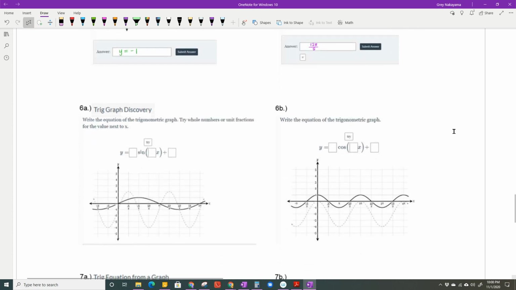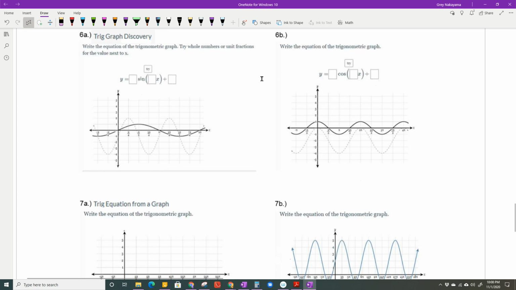Okay, last 2 problems. These are the same, but this is what you call a discovery. And the nice thing about the discovery, y'all, when you see it, this is like the parent function of the graph, and the dotted one is what you're trying to get to. And so this is great practice before you have to go do these down here. So he tells you, write a function of the trigonometric graph, try whole numbers or unit fractions for the value next to x. He tells you that the first time. He does not tell you all the time.